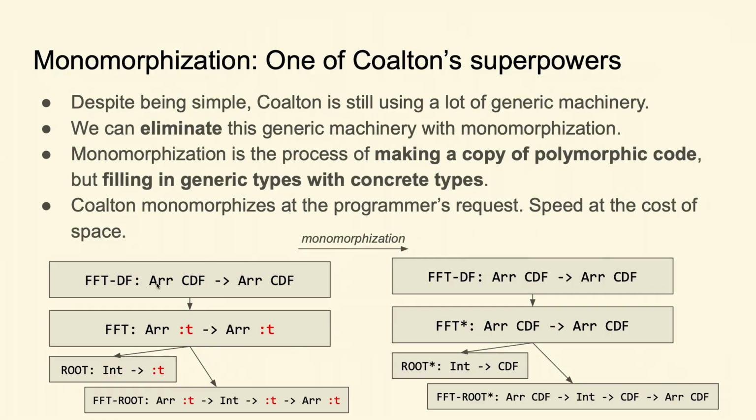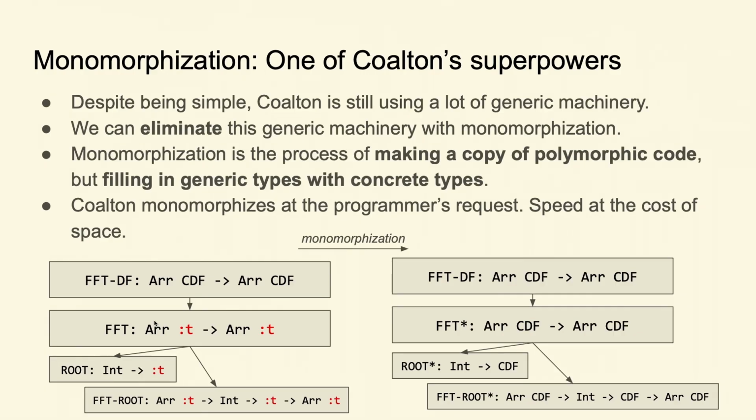FFT-df takes an array of complex double floats and produces an array of complex double floats. That's calling the FFT function, which is generic. It takes an array of arbitrary type t, actually numbers of number types t, and produces arrays of t. The FFT function is now also calling a generic function, this root function, which takes an integer and produces a t. And it's also calling this FFT root, which takes an array of t, an integer, and a t, and produces an array of t.